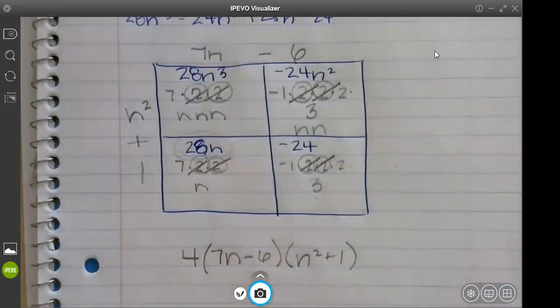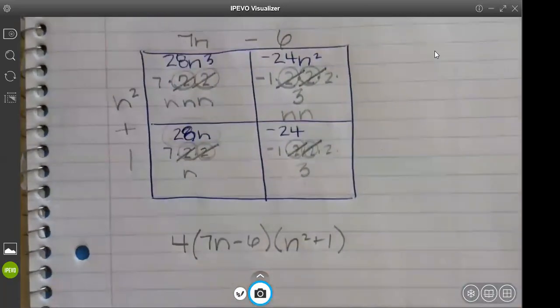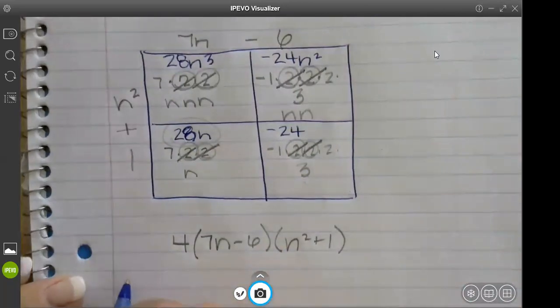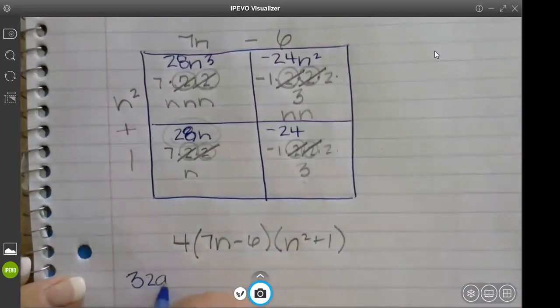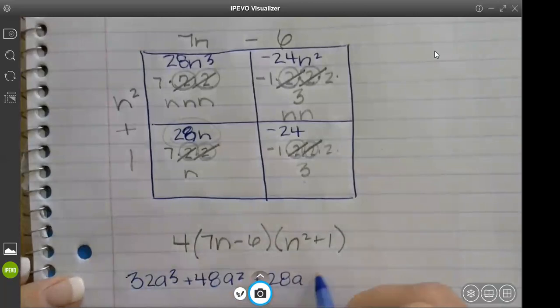You guys remember that. So anytime we have 4 terms, that's how we're going to do it. Check for something in common in all of them. So then number 8, I'm writing it down. If you can't see it, I'll move it in just a second. It was 32a cubed plus 48a squared plus 28a plus 42.